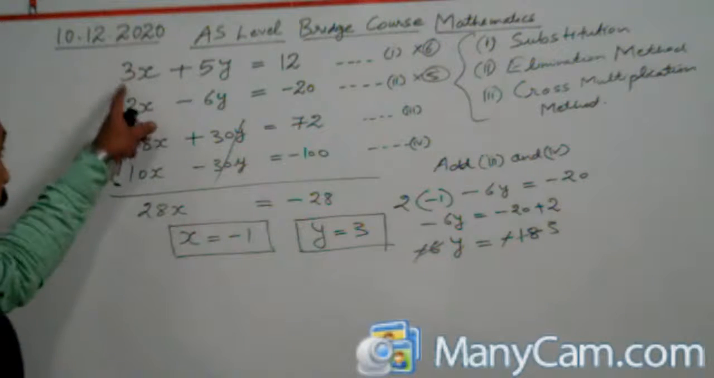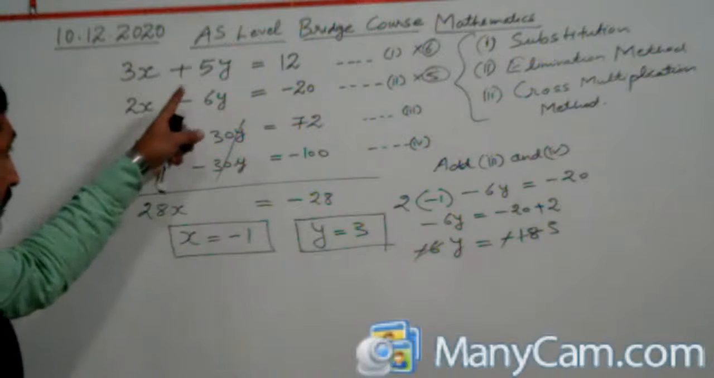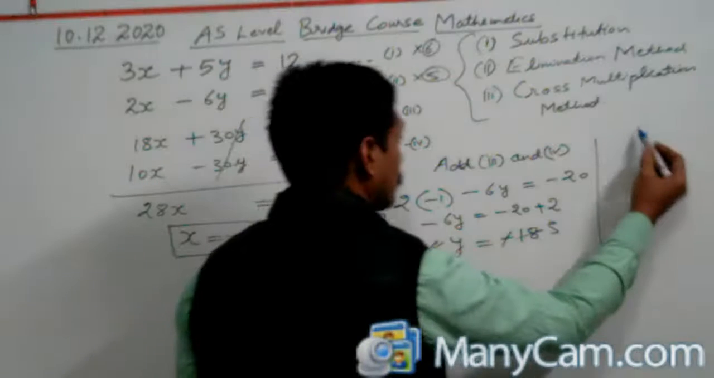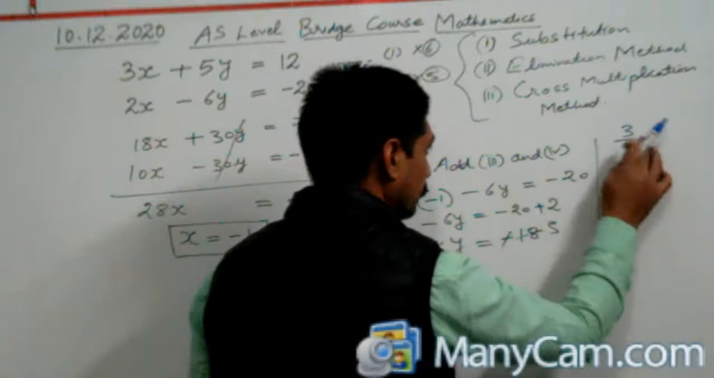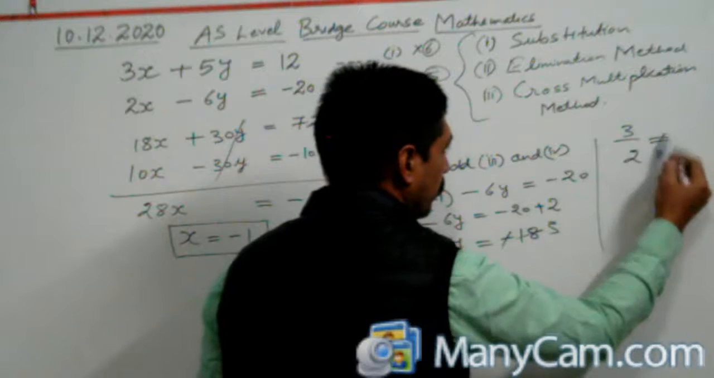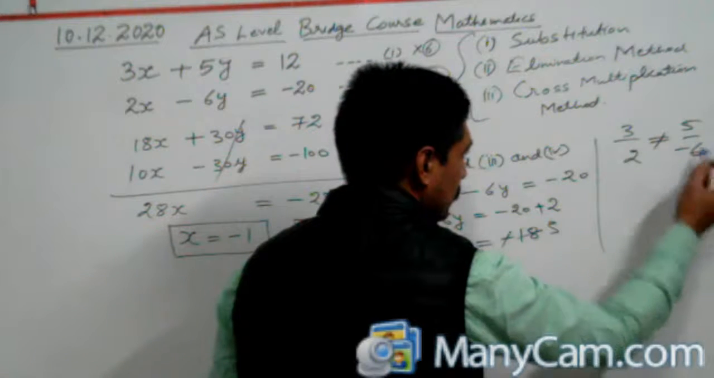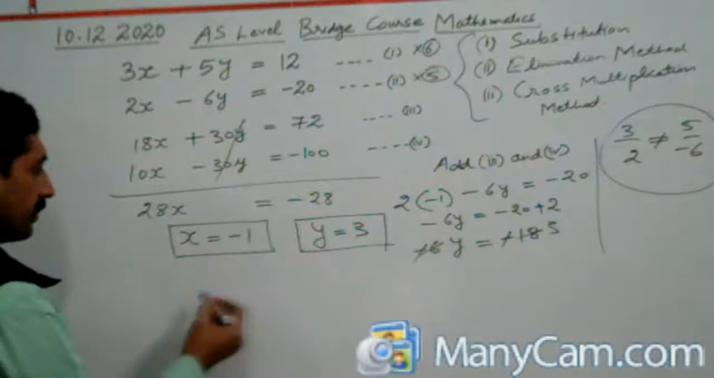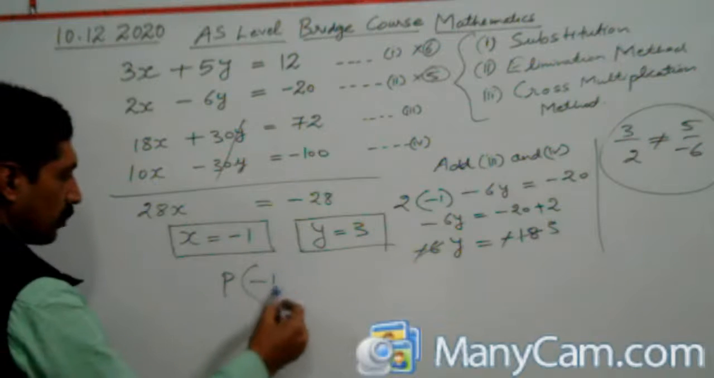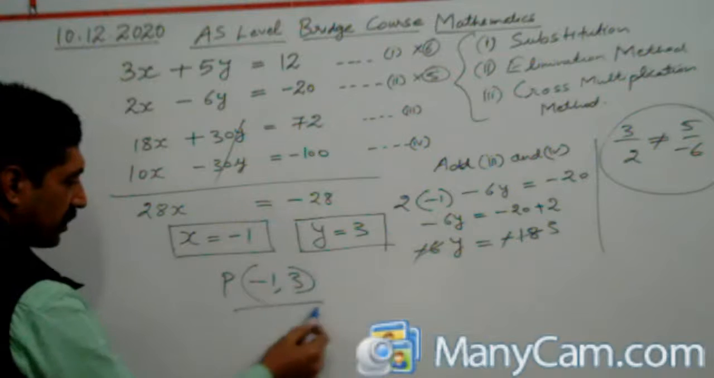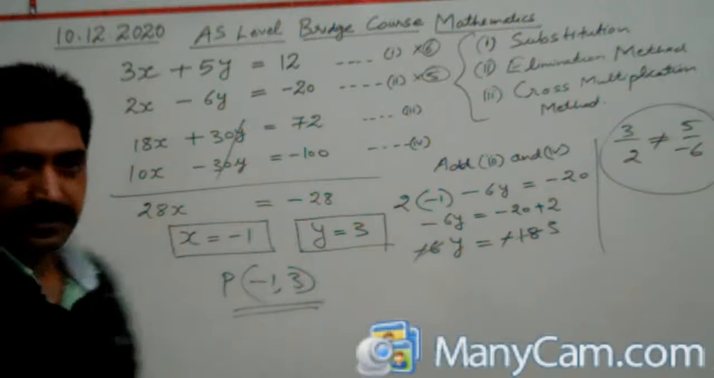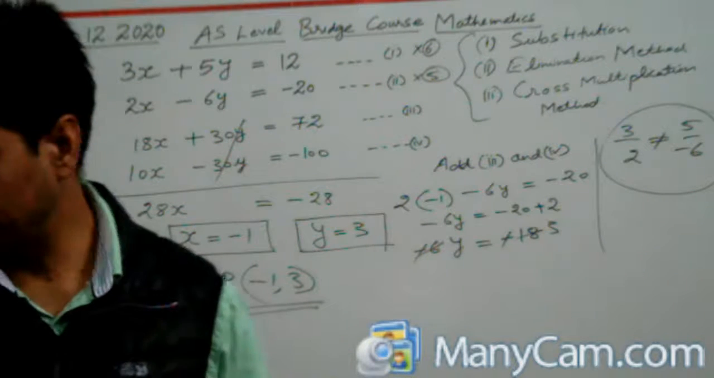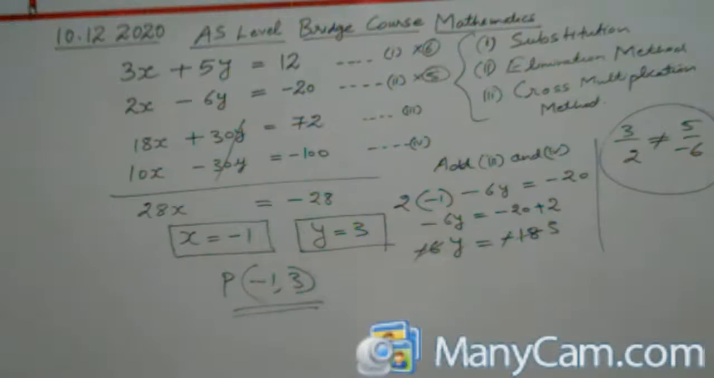Here 3 upon 2 is not equal to minus 5 upon 6. Here we have discussed minus 3 upon 2; the ratio is not equal to 5 upon minus 6. Therefore, this is the unique solution, the point minus 1 comma 3. These are the unique solutions, right? So this is the elimination method, a simple one. Okay, so let's solve a few more.